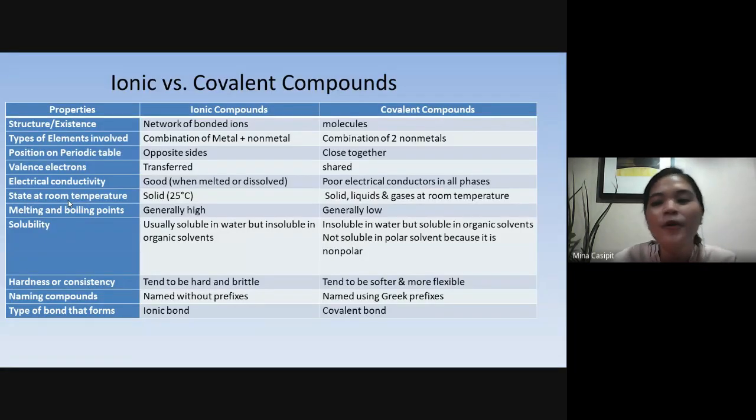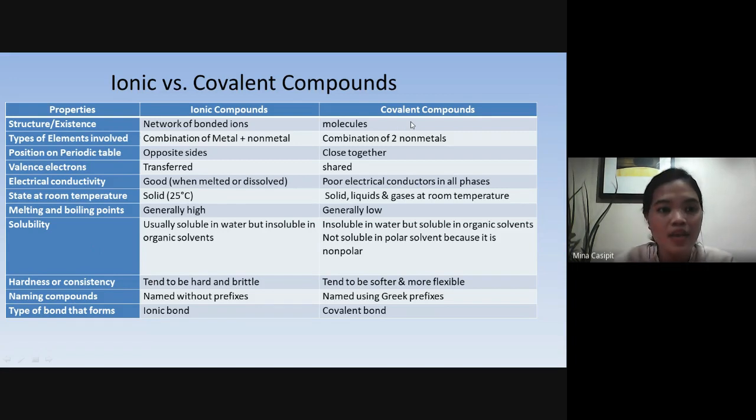Now, ito po yung ating topic for today, the properties of ionic and covalent compounds. So we have here different properties of ionic and covalent compounds. Let me read to you the properties. First is the structure or existence. For ionic compound, we have a network of bonded ions, while the covalent compounds are more on molecules.